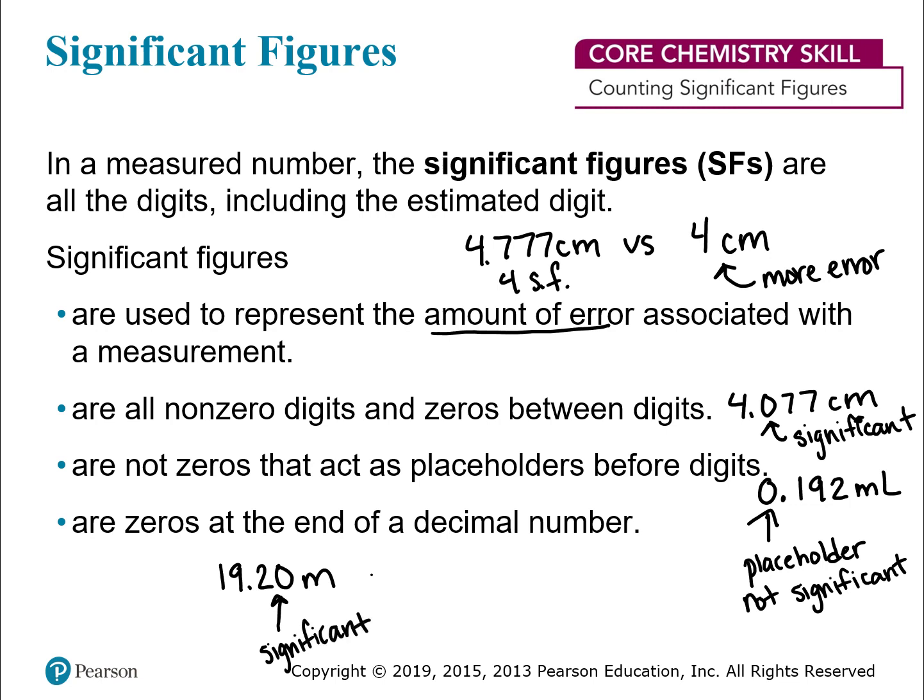So this number, 19.20 meters, would have 4 significant figures, while the number I wrote before, the 0.192 milliliters, only has 3 significant figures.